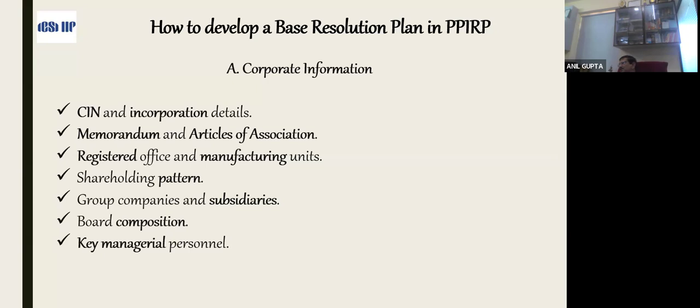The board composition is also required. How many board of directors? What is their qualification? How long they are on the board? How many nominee directors are there, or how many independent directors are there? All these things. And key managerial personnel: who is the CFO or CEO or CRO, Chief Risk Officer, Chief Financial Officer, Chief Executive Officer, or Company Secretary, all the key managerial persons, their names, when they have reported, all this. This is chapter 1, that is corporate information. These particulars are to be provided.